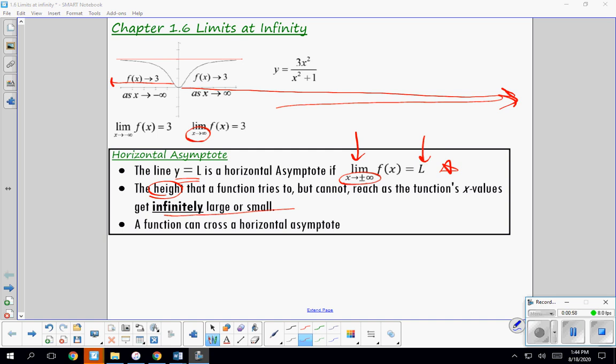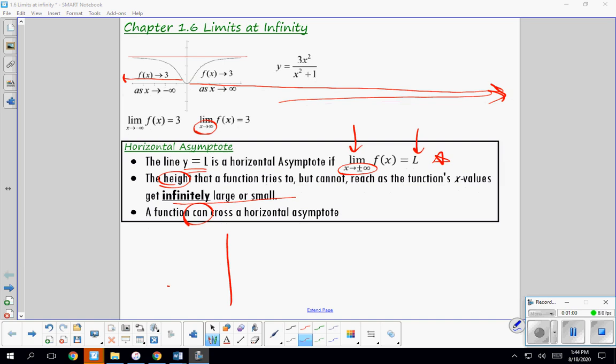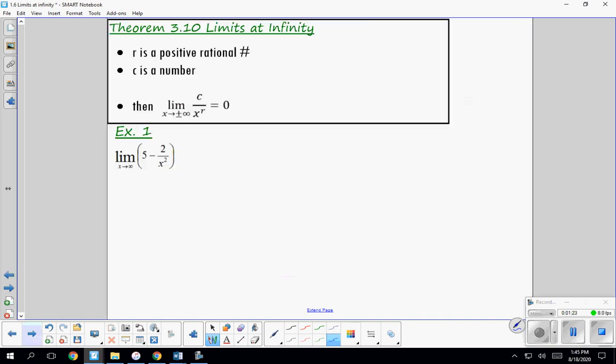A function can cross a horizontal asymptote. So if I have a horizontal asymptote, it is possible that I have something that would look like that. It's allowed to cross that and still be a function. However, it is not allowed to cross a vertical asymptote. And the reason is, if it did, now it's not a function because of the vertical line test. So it is allowed to cross a horizontal asymptote.